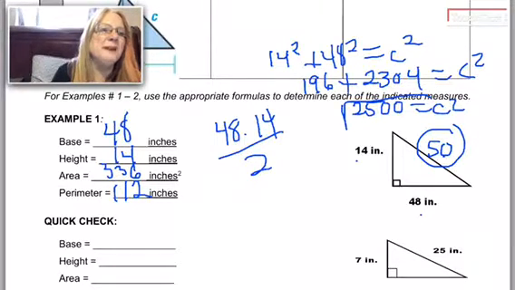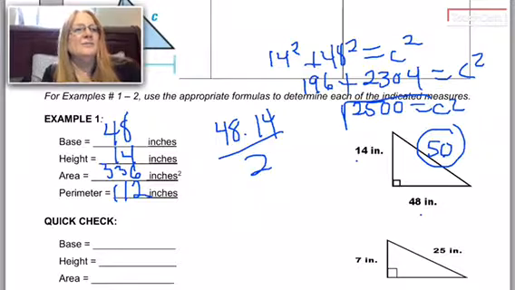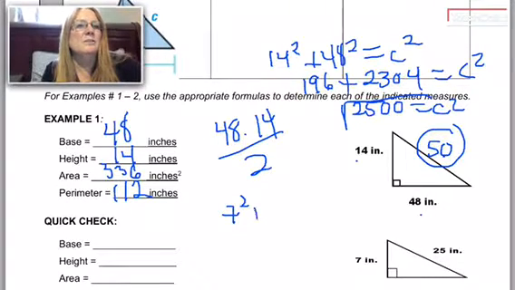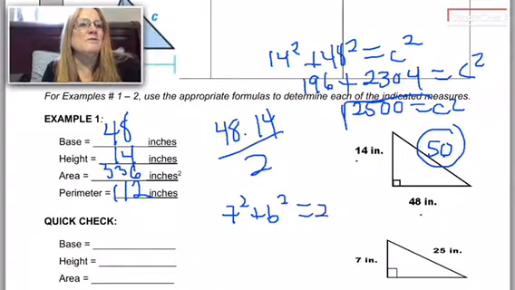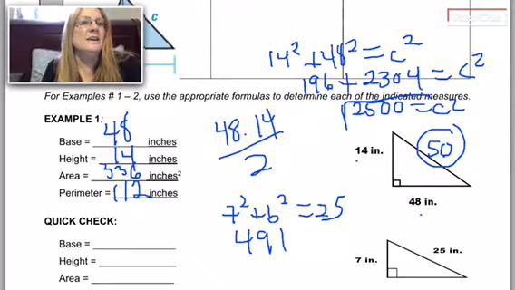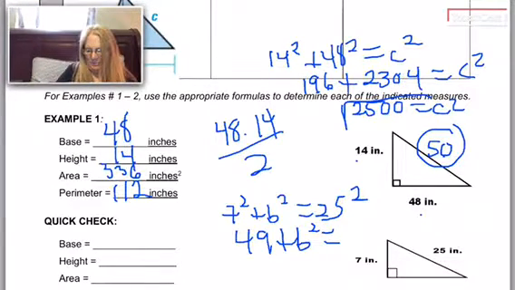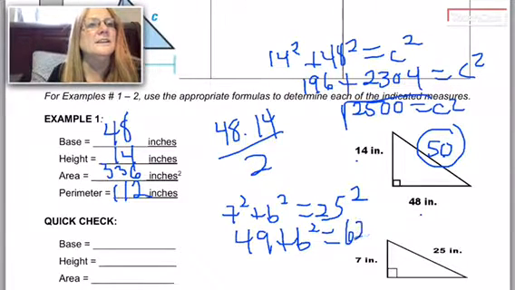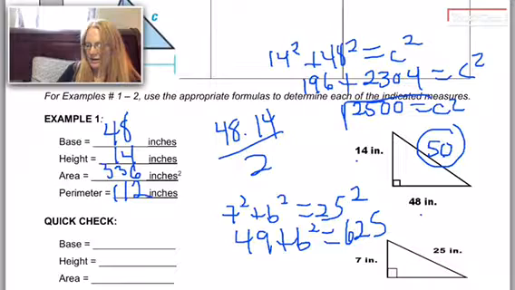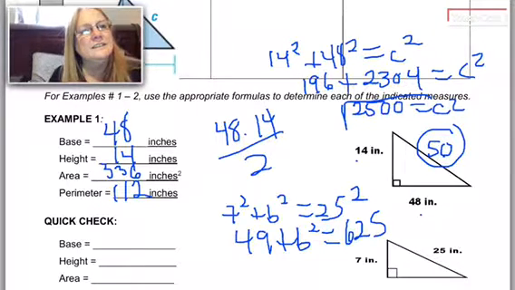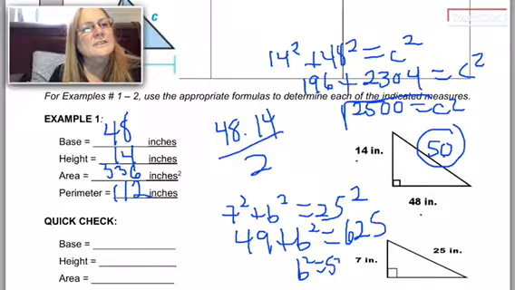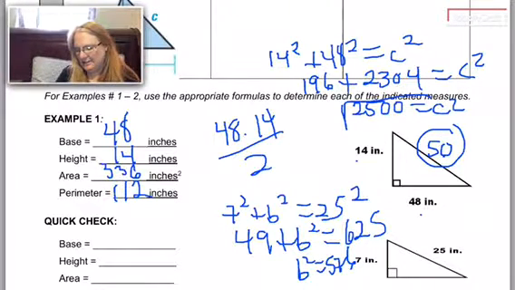Okay, so the quick check. This one is a triple that maybe you can remember, but if not, it's 7 squared plus b squared equals 25 squared. So we get 49 plus b squared equals 625. Then 625 minus 49 is 576, and the square root of 576 is 24.